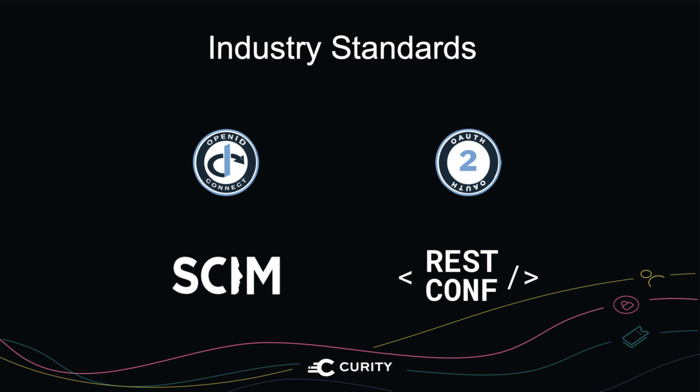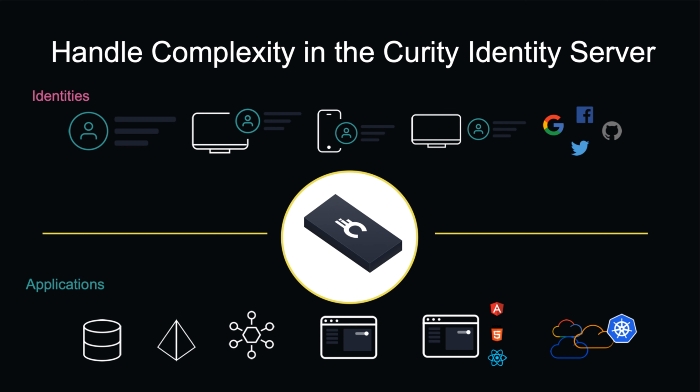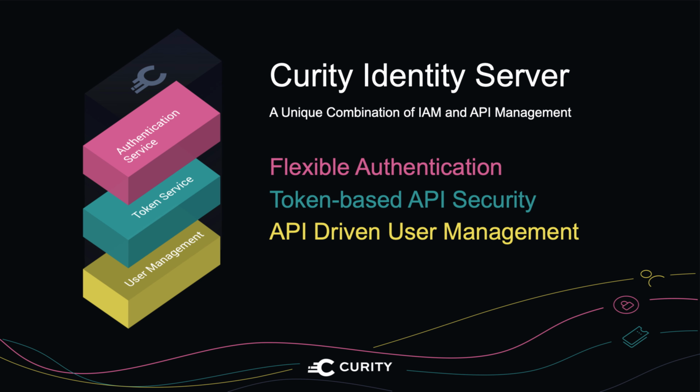At Curity, we believe that industry standards are critical in order to ensure long-term, high-level security. The Curity Identity Server supports a wide range of identity and security-related standards, including OAuth and OpenID Connect. It handles the complexities of these standards, making them much easier to use, customize, and deploy without having to write any code. The Curity Identity Server has 3 core services that handle authentication, token management, and user management.